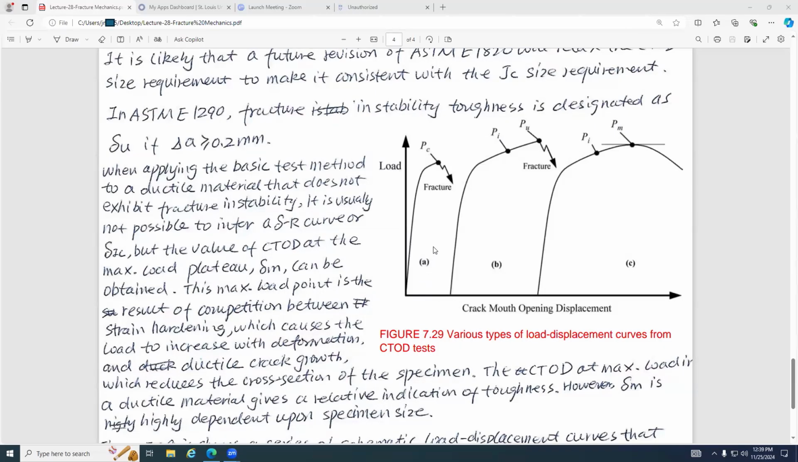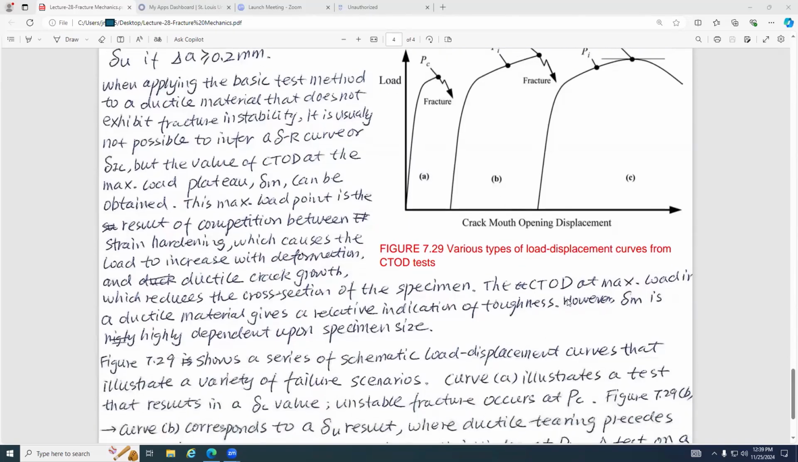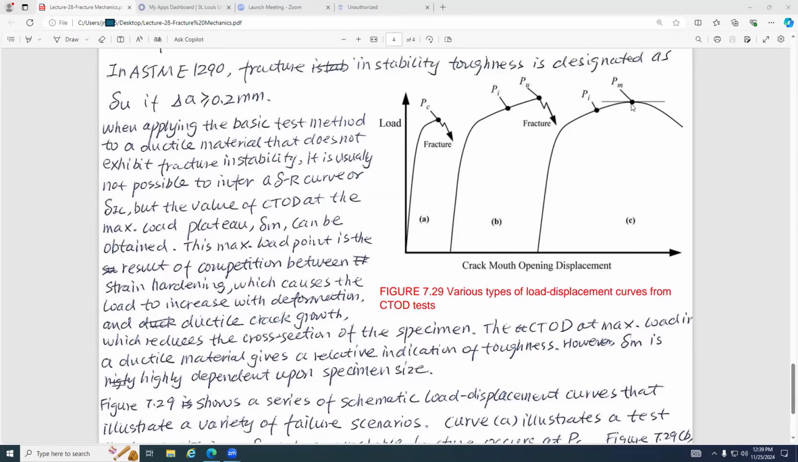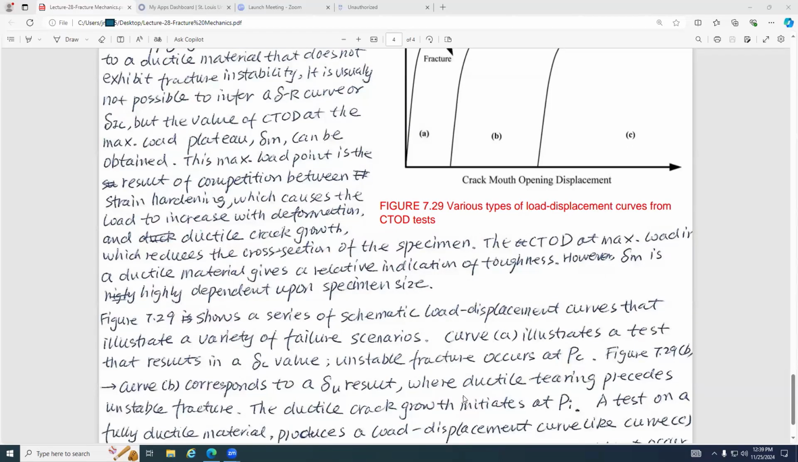So look at these 3 curves: fracture A, B, and C. We can see the difference between them. The CTOD at the maximum loading in a ductile material gives a relative indication of toughness. However, delta M is highly dependent upon the specimen size. So this is delta M. Right? This is a PM and corresponding delta M. For this figure, a series of schematic load displacement curves that illustrates a variety of failure scenarios.